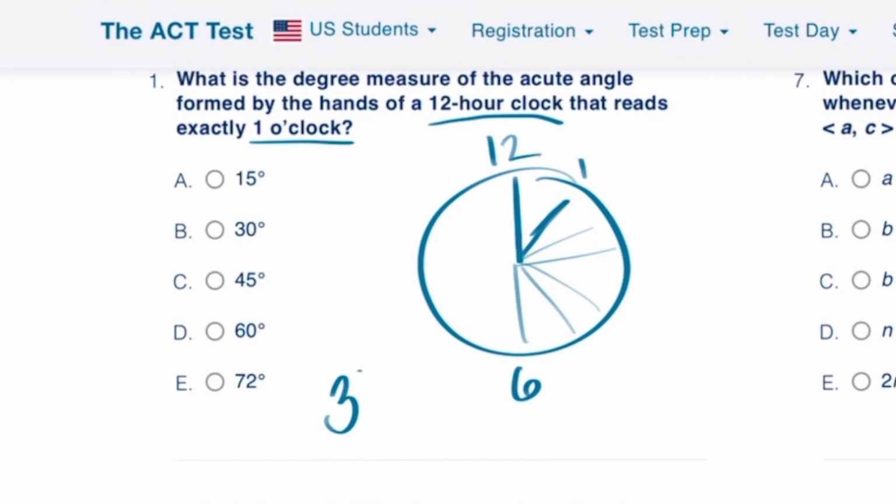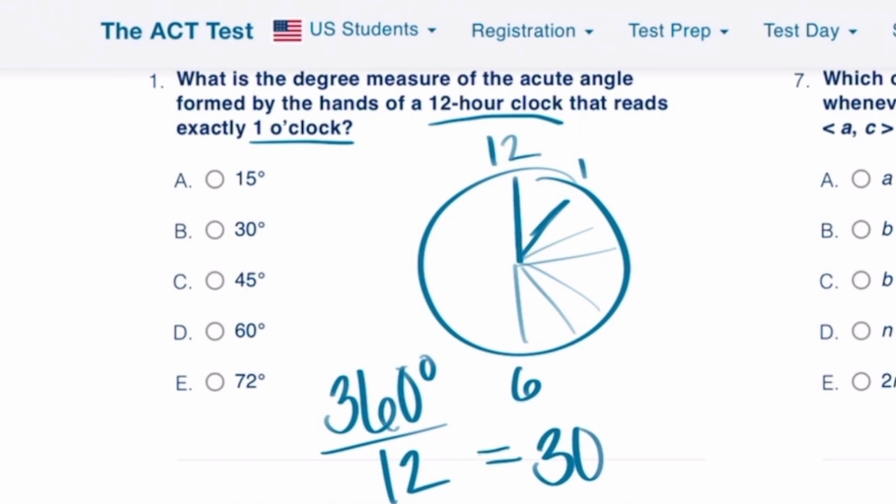So if I know a clock or a circle is 360 degrees, and we know there's going to be 12 sections of them, we can divide that by 12 to figure out that each section is going to be 30 degrees, which is option B.